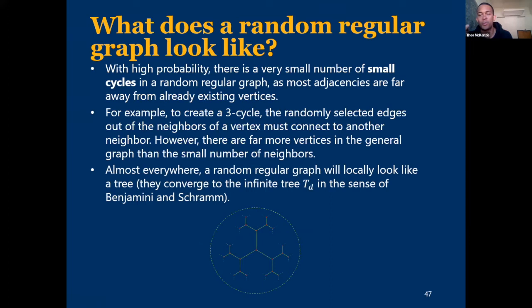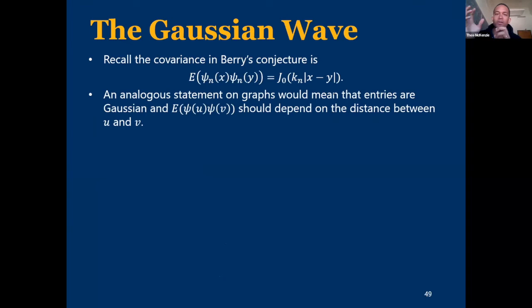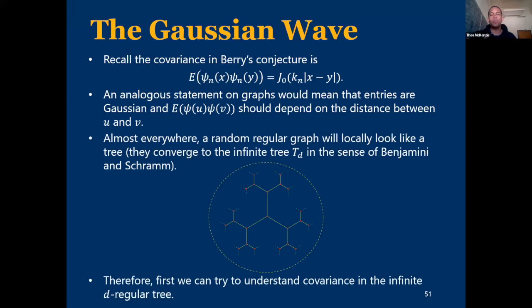Recall the equation for covariance in Berry's conjecture. What I want you to take away is that it's based on the eigenvalue and the distance between the two points. Intuitively, as two points get further and further away from each other, we would expect their covariance to decrease. If we want an analogous statement for graphs, that would mean that the individual entries of the eigenvector are Gaussian, and that their covariance should depend on their distance. Again, we have this local convergence to a tree-like structure, so what we want to do is understand covariance in the infinite tree.